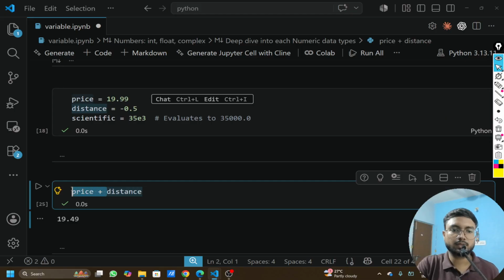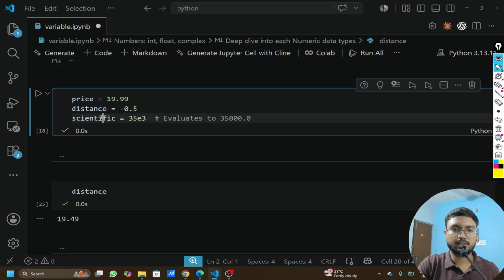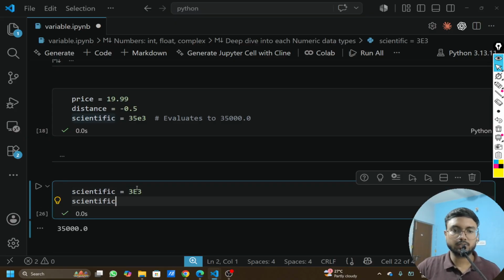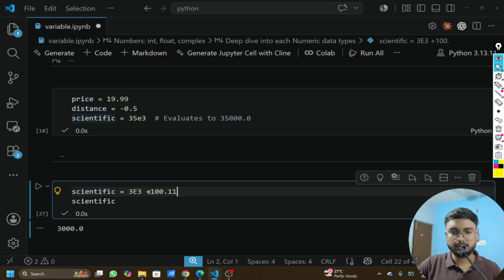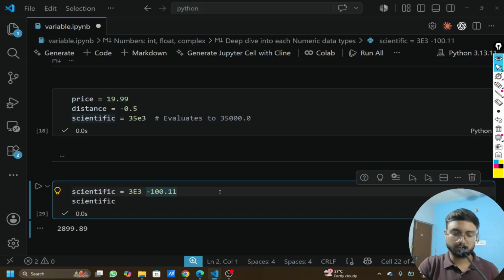And we can also run this scientific value, and you will see 35,000 come. And let's define something like 3 capital E 3. This is nothing but 3000, right? See, it's working. Now can we add some number to it? Let's see, 100.11. See what is coming. So it's working, right? And we can also subtract that much. So yeah, all these things we can do.